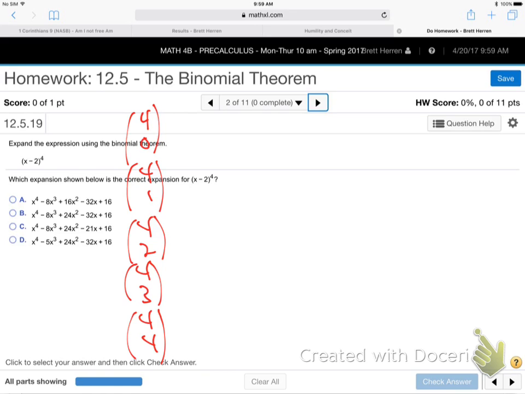Now, let me help you guys. The first term is x. The second is negative 2. It's not regular 2, right? It's negative 2 in parentheses so that you do the right thing with the powers on the negative 2.